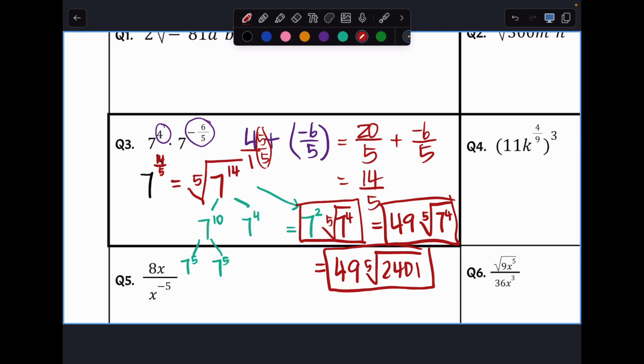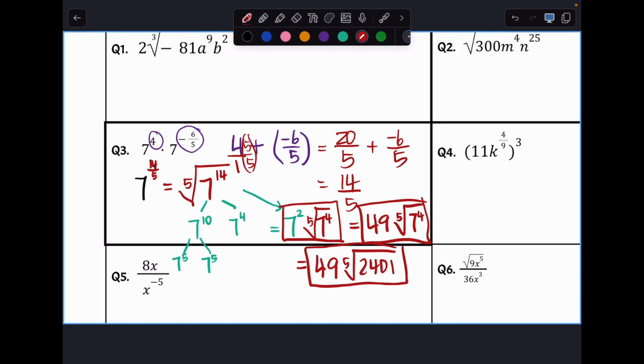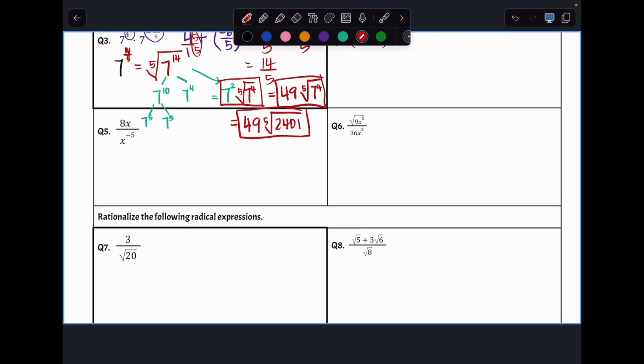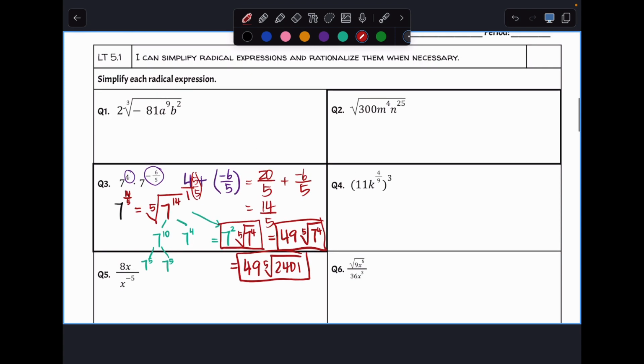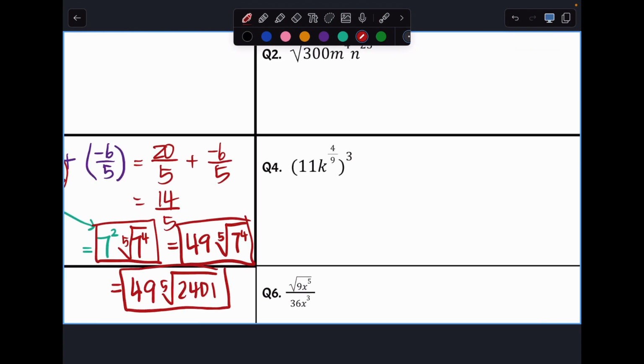Can you please go over number 5? Number 5, got it. Number 4 too? Okay, number 5 and then 4, or 4 and then 5? Which one? 4, then 5? Chloe, is that okay with you? Okay, so 4, here we go. What's the base to this exponent of 3? The entire thing in the parentheses. The entire thing in the parentheses is going to be the base to this 3 as an exponent.